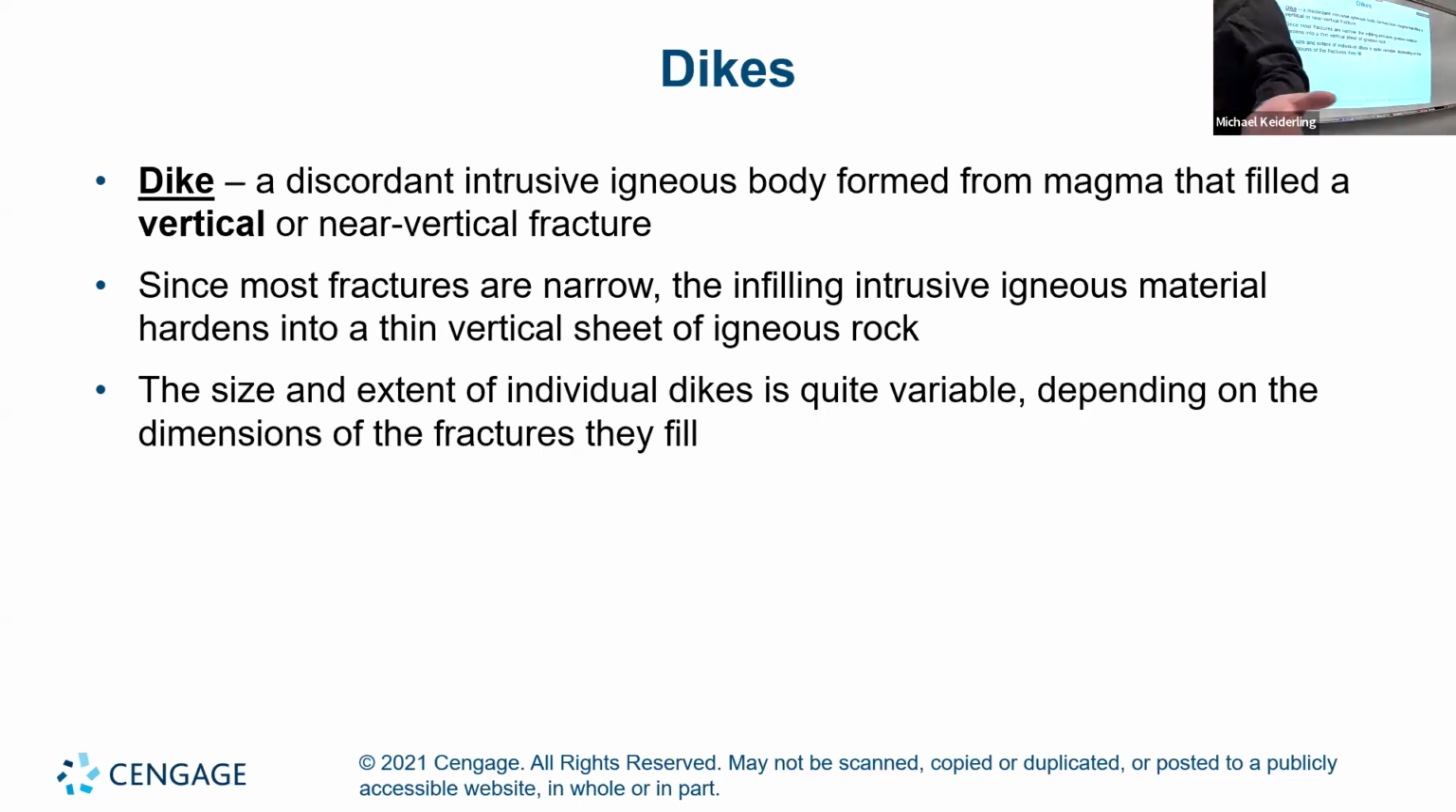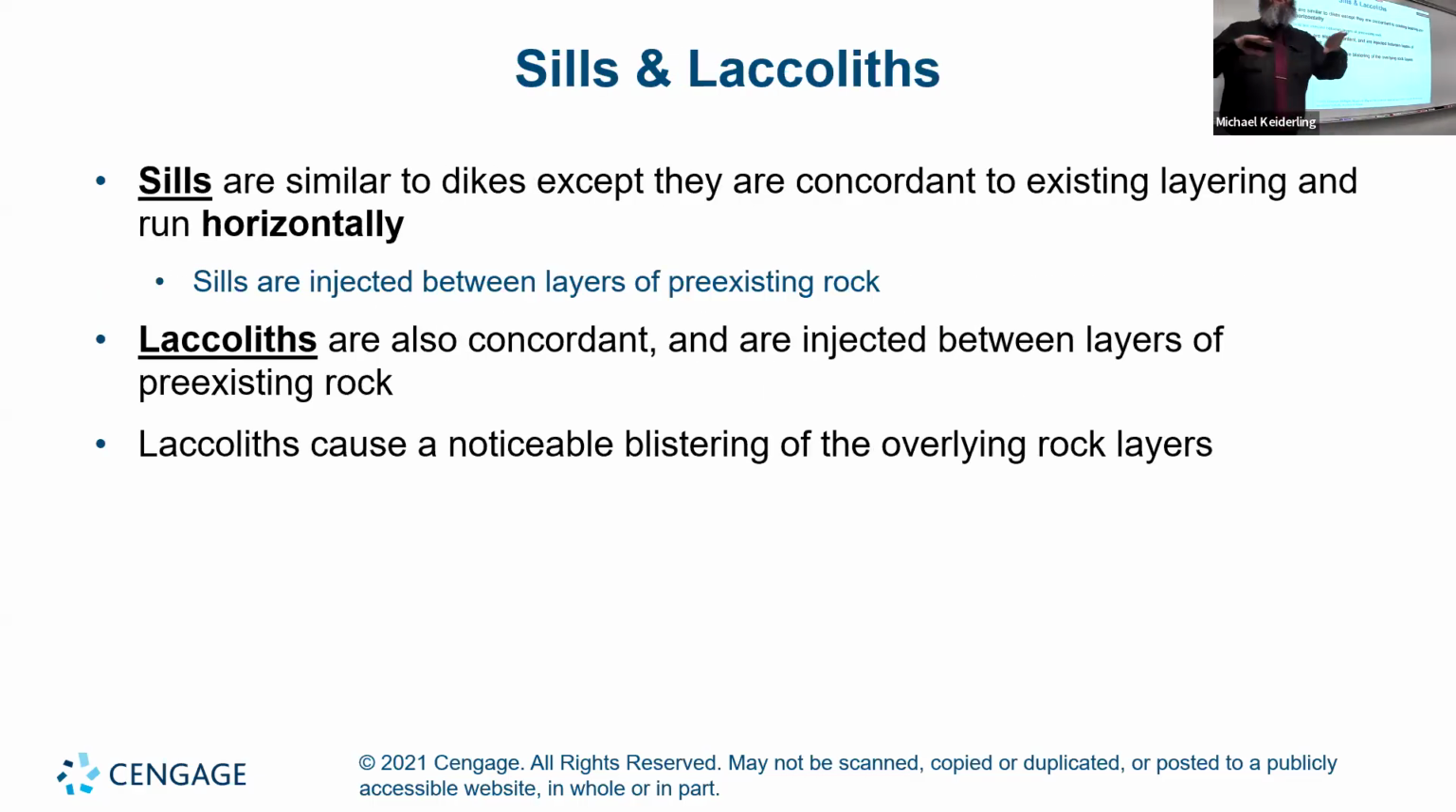Of igneous rock, and the size and extent of individual dikes is quite variable because it really depends on the cracks that they fill, the dimensions of the fractures that get flooded with magma. Sills are like dikes, except they're horizontal. So dikes are when you flood a crack up vertically and it cools. Sills are when you flood between layers of existing rock, which is fairly common because sedimentary rock forms in layers. Fill the gap or injected between the layers of pre-existing rock, and you get these thin, flat sheets horizontally.